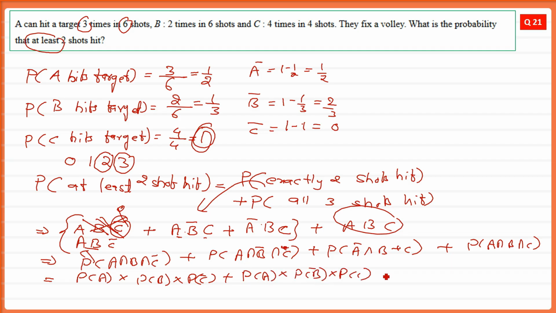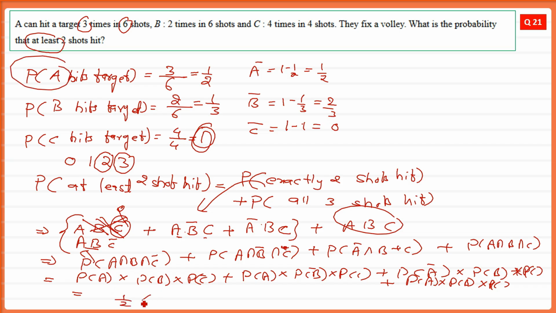This is the second one. The third one is P(A') or A bar, P(B) multiplied by P(C). Now the final one will be all those hits, P(A) into P(B) into P(C), all of them hit together. Now let me write the values. The space is less for us, but still we'll complete it. P(A) is 1 by 2, P(B) is 1 by 3, P(C') is 0.